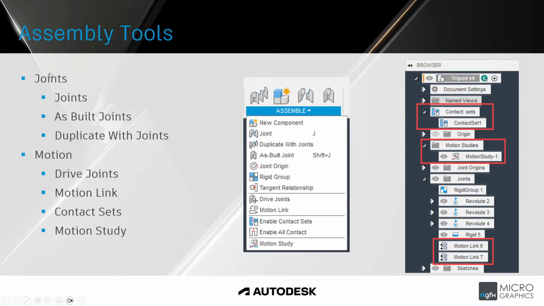What we need to look at now is the joints within this, and we now have three different options with regards to joints. Joints and as-built joints have been around for a long time. Duplicate with joints is something that's reasonably new, which is actually quite a nice option that has come in to Fusion. So joints is typically something that you're going to be using mostly with your distributed design.